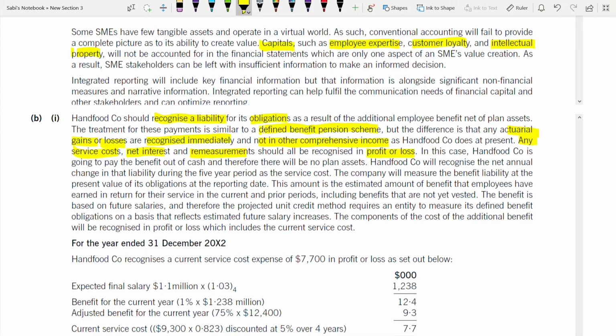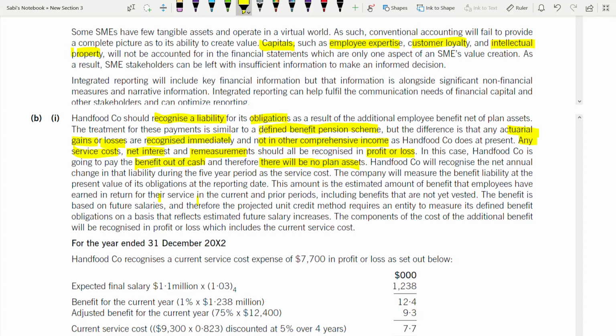In this case, Handfoot is going to pay the benefit out of cash, and therefore there will be no plan assets. Handfoot will recognize the net actual change in the liability during the 5-year period as a service cost. So the company will measure the benefit liability at the present value of its obligation at the reporting date. This amount is the estimated amount of benefit that employees have earned in return for their service in the current and the prior periods, including benefits that are not yet vested. The benefit is based on future salaries, and therefore the projected unit credit method requires an entity to measure its defined benefit obligation on the basis that reflects the estimated future salary increases.